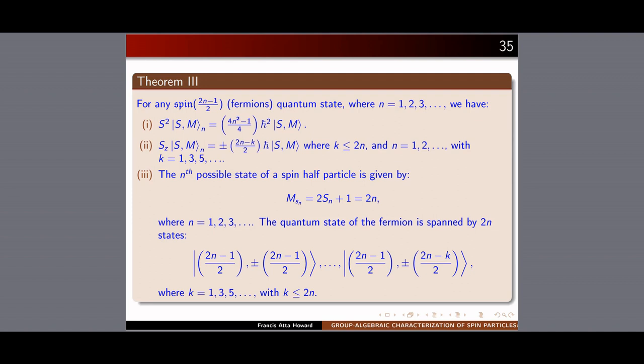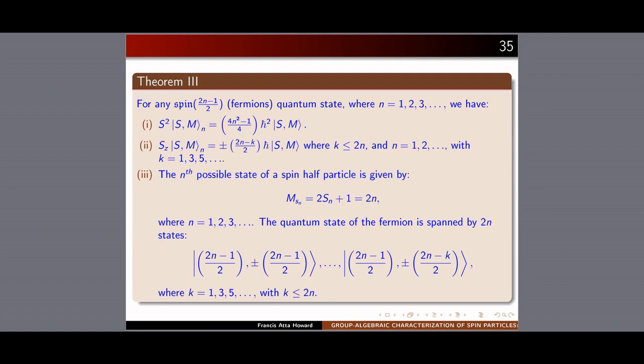The angular momentum, that's F squared, acting on the ket of s, m, to the nth dimension. I was interested in the nth dimension. It is equal to (4n squared minus 1) over 4, ħ squared, the Planck constant squared, times the ket of s, m. Then the direction, the magnitude of direction, that is S_z on the ket of s, m, is equal to plus or minus (2n minus k) over 2, ħ, times the ket of s, m, where k is less than or equal to 2n, and where n is 1, 2, 3 to infinity, and k takes only odd integers, 1, 3, 5, and so on, because I'm considering fermions.